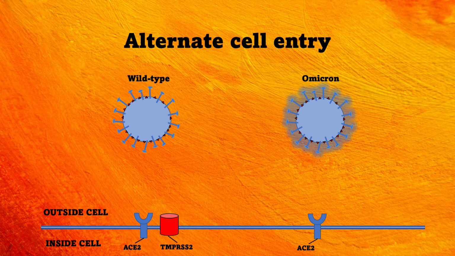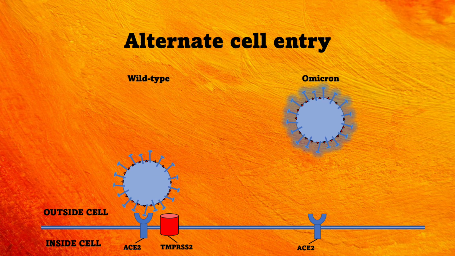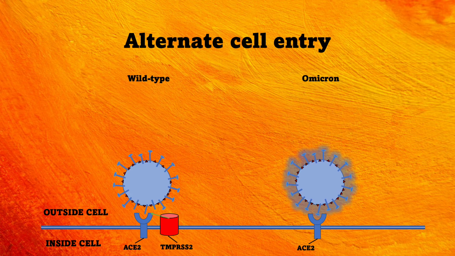Firstly, Omicron enters the cell differently compared to other strains of SARS-CoV-2. Recall how the original strain of the virus required two membrane proteins to enter the cell. They first must bind to an ACE2 receptor and then have their spike proteins cleaved by TMPRSS2 in order to penetrate the cell membrane. Omicron similarly binds to ACE2 receptors, but it doesn't need TMPRSS2 to enter the cell. It can directly enter the cell through a process called endocytosis.